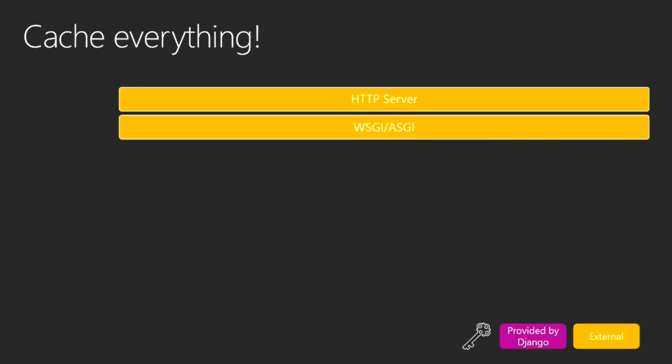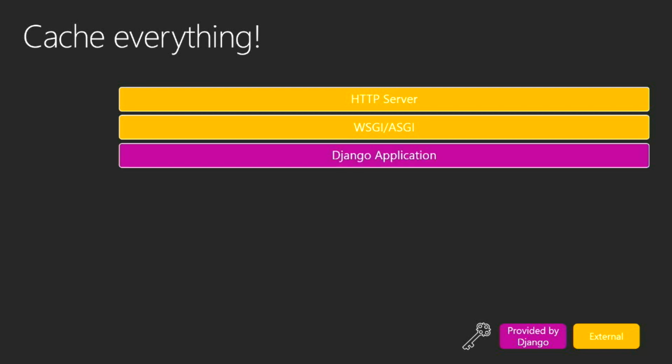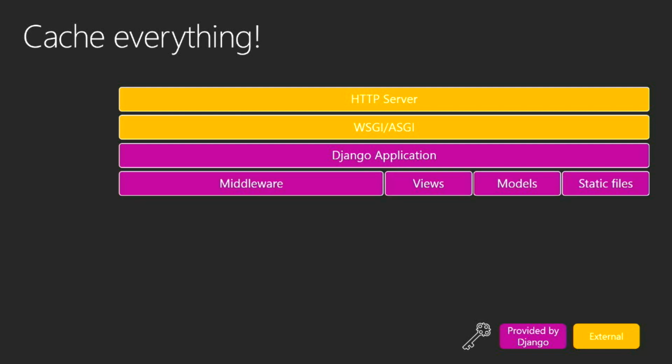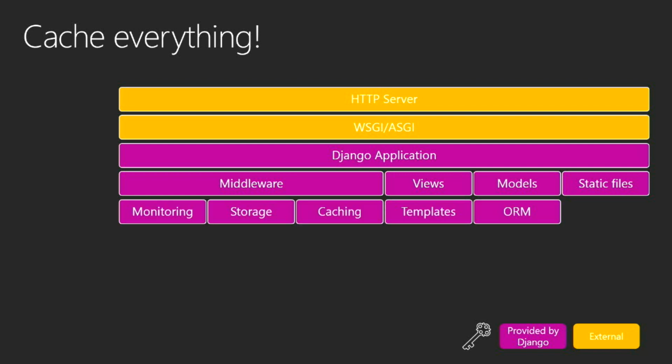You've got WSGI and ASGI, and I'm not familiar with any caching at that level. You've then got the Django application from there downwards, and you've got middleware, views, models, static files. Each one of those can be cached using different mechanisms. Underneath that, in your middleware, you've got different middleware that you want to plug in. You've got templates, you've got the ORM, and then underneath that, you've got the database.